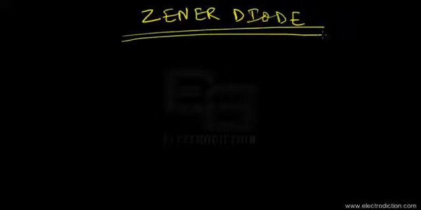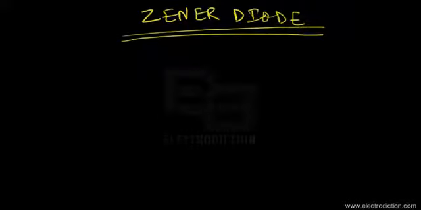Welcome to the tutorial on analog electronics. Today we'll be discussing the Zener diode. The Zener diode falls within a class of breakdown devices, or rather devices that operate in the breakdown region.